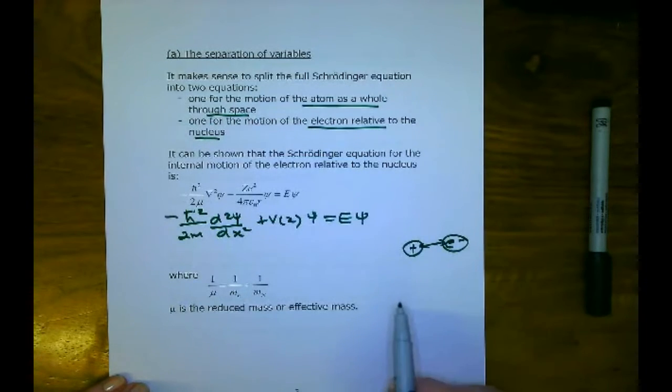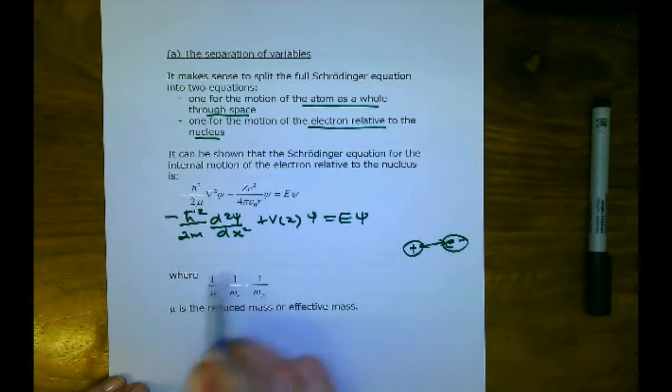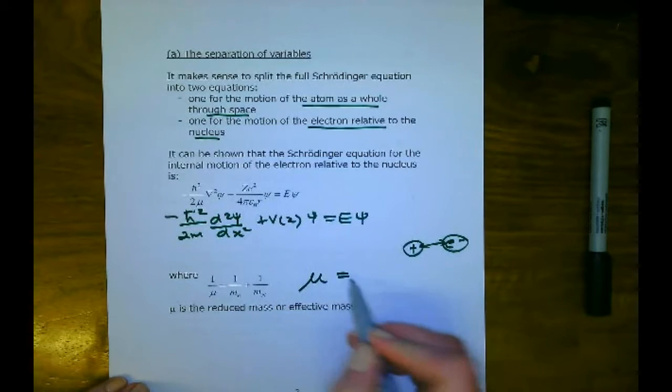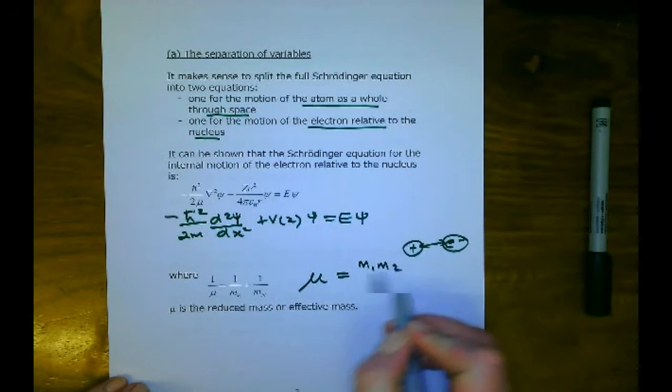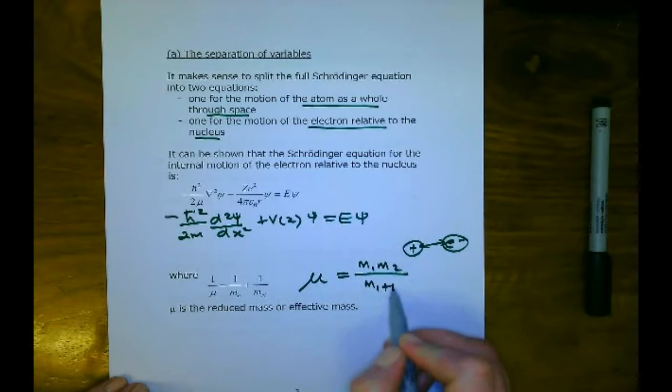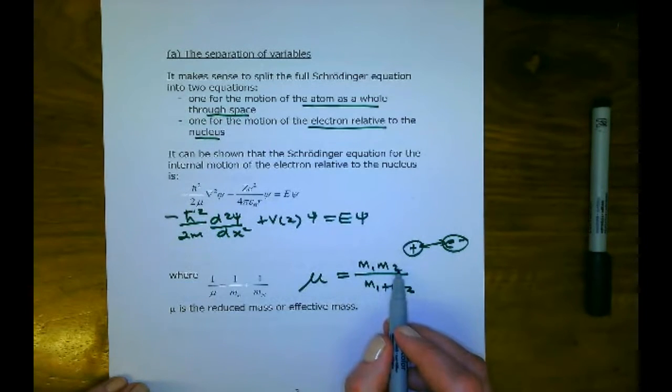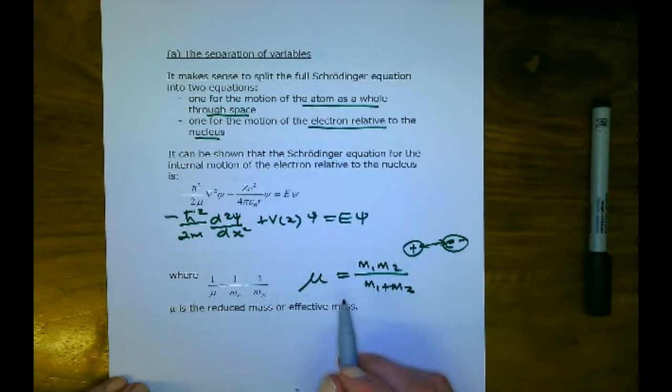What is the effective mass? Sort of an average or a weighted mass of the two. And this is how you calculate reduced mass. Me is the mass of the electron, Mn is the mass of the nucleus. Or you can calculate it in the following way, where M1 would be the mass of the nucleus, M2 would be the mass of the electron.